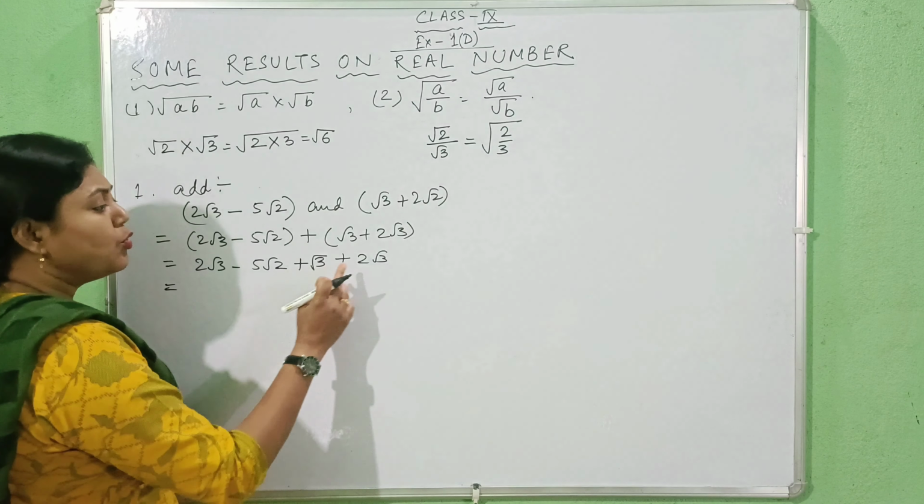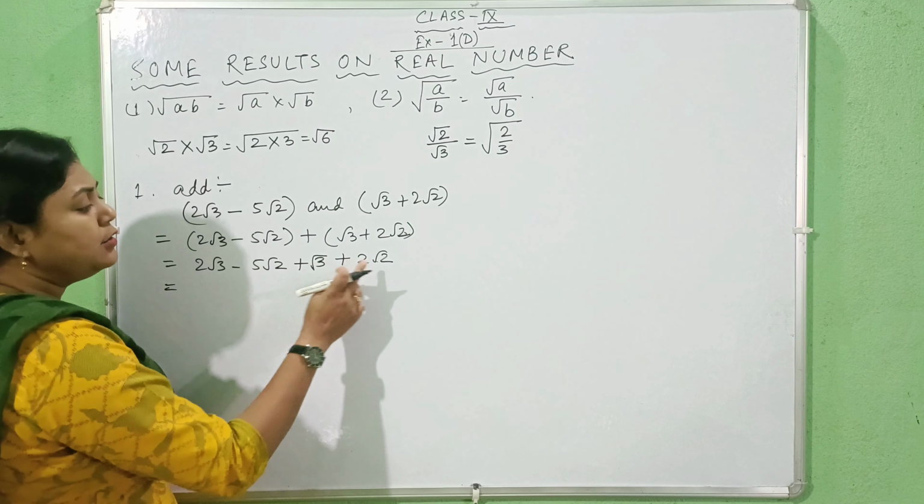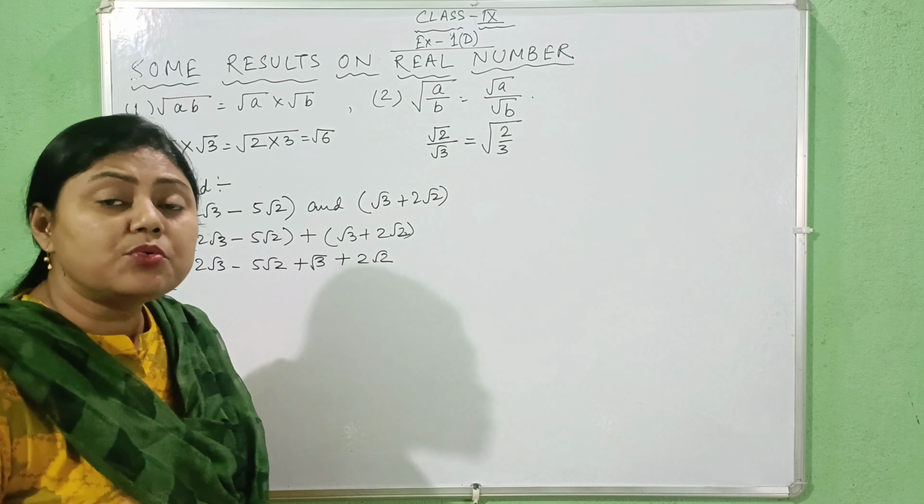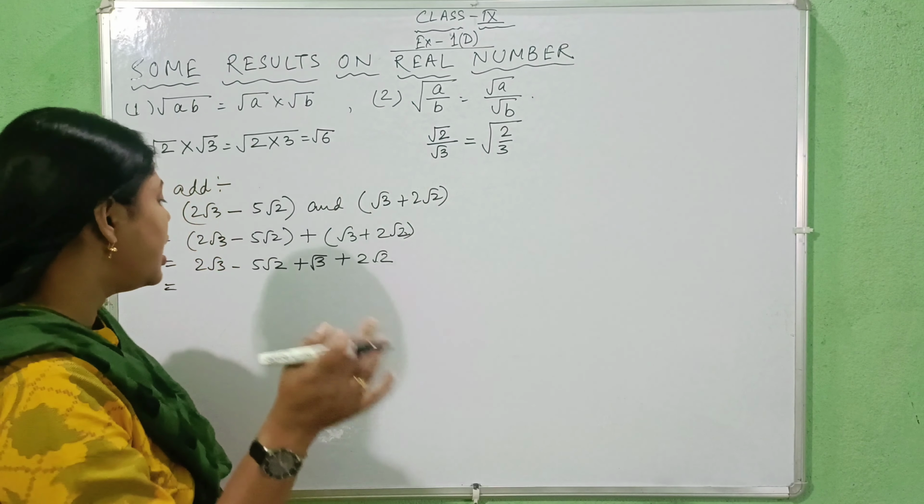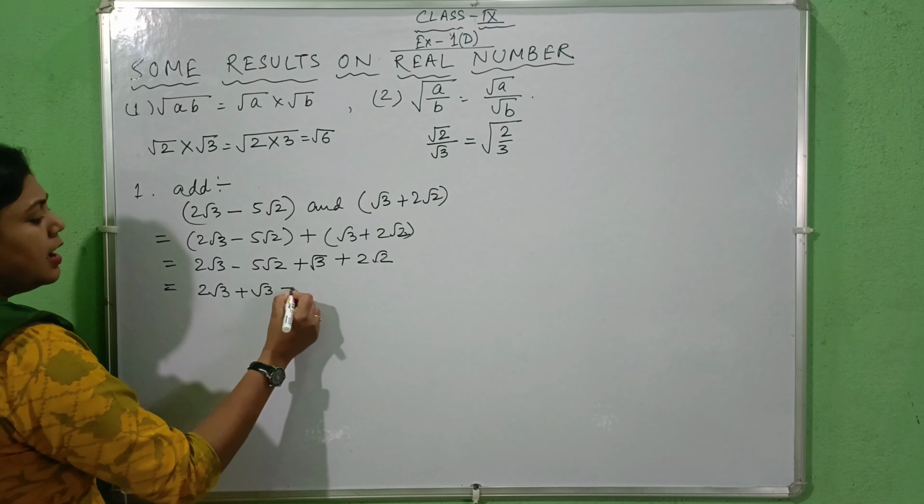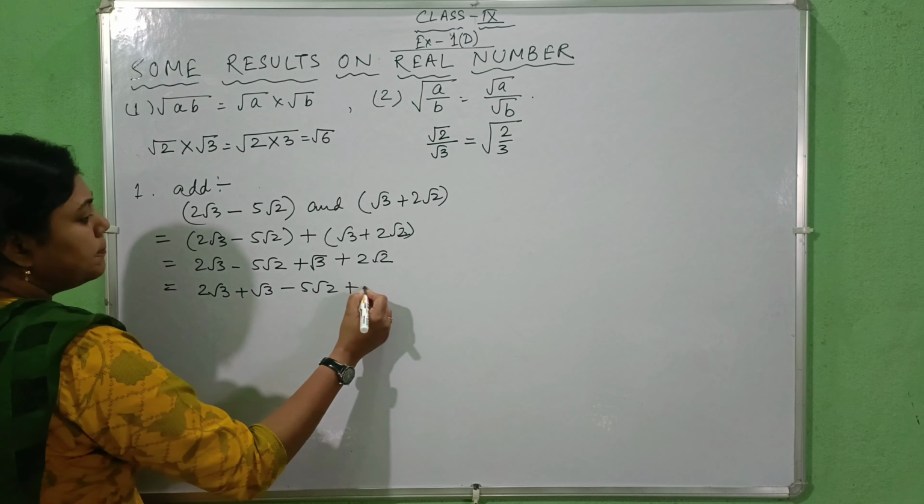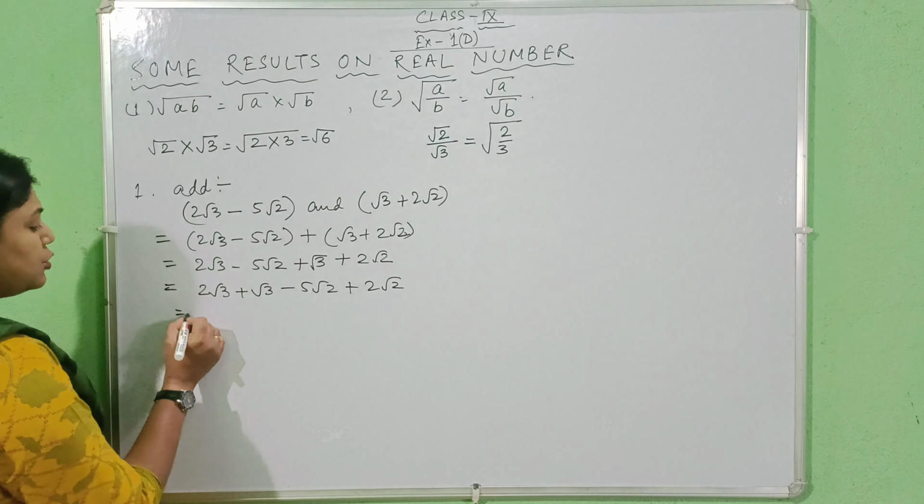And 5 root 2 and 2 root 2 are carrying equal irrational numbers, so we have to separate them. Okay? So how to write? 2 root 3 plus root 3 minus 5 root 2 plus 2 root 2. Okay? So what to do?